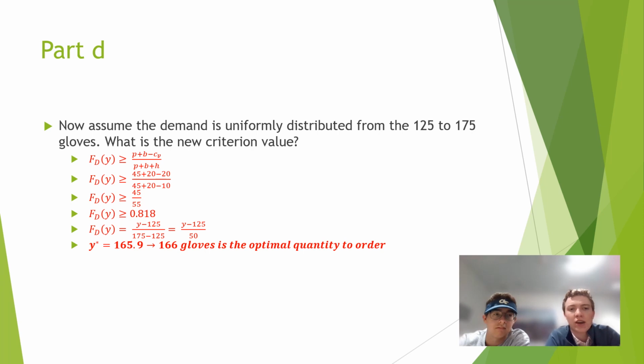The difference here is you have to calculate the CDF of a uniform distribution, which is x, or in this case y, minus a over b minus a. So that winds up being y minus 125 over 50. You set that equal to 0.818. And this yields a y star of 165.9. So we're just going to call that 166 gloves as the optimal order quantity because you're going to want to round up. You can't order a decimal amount of gloves.